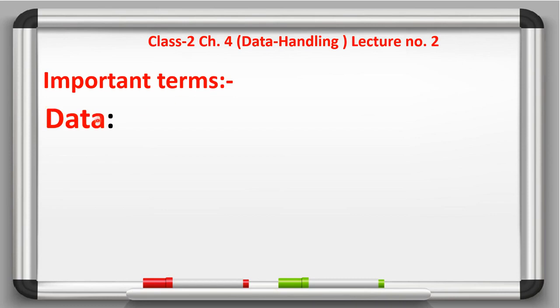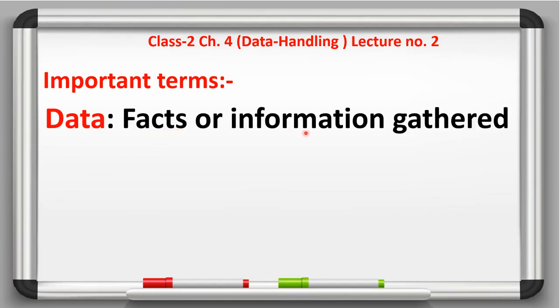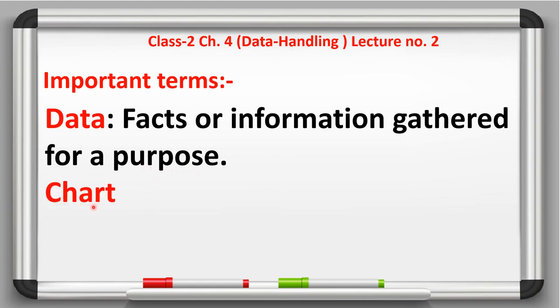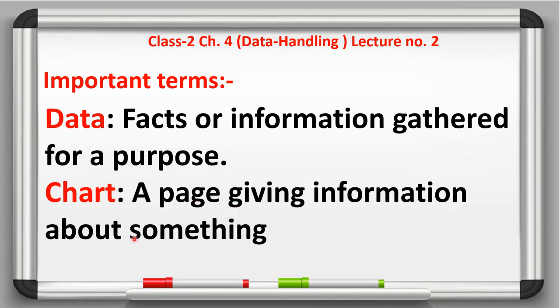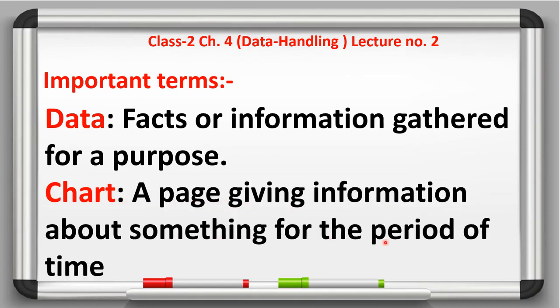Number 1 is data. Facts or information gathered for a purpose is called a data. Okay beta, the facts and information that we collect for a particular purpose, that is called data. And a chart, a page giving information about something for the period of a time is called a chart.